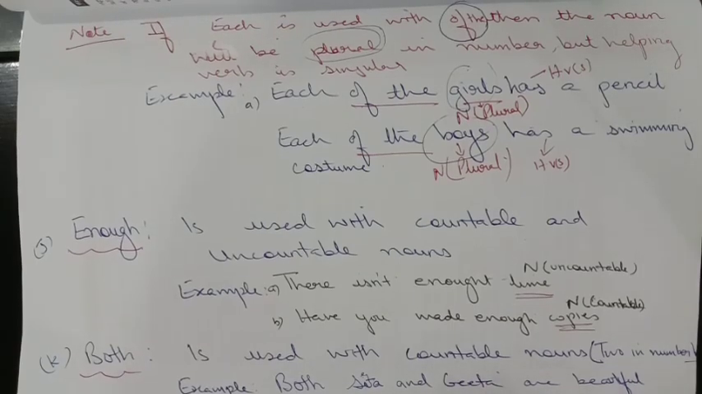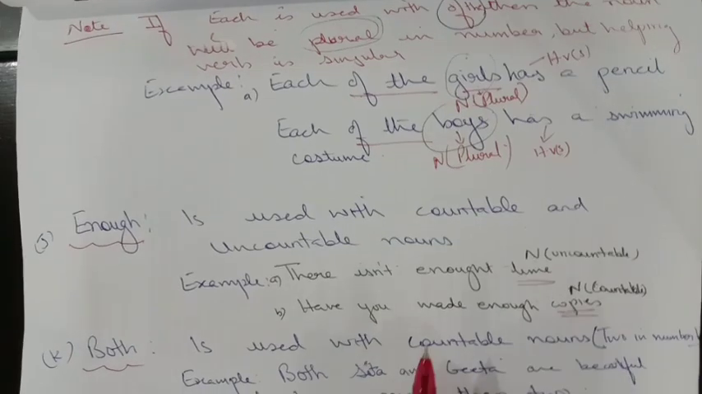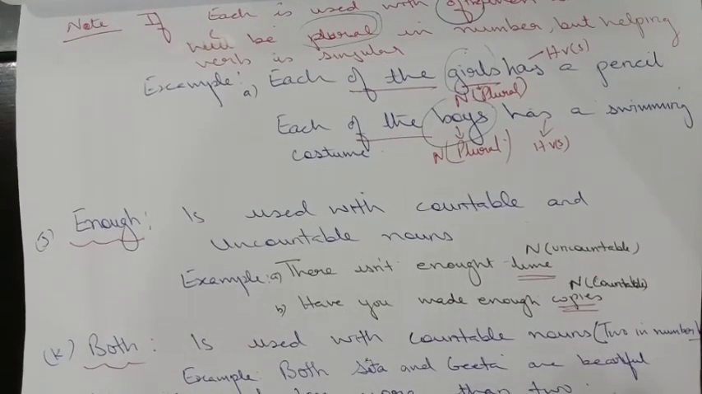Both is used with countable nouns, two in number. Example, see here: both Sita and Geeta are beautiful. So, you are using both with countable nouns. All is used for more than two. When it is more than two, you can use all. We all know. They all left. And both is used with two in number. When it is two in number, you use both. But if it is more than two, you use all. But enough is used with countable as well as uncountable. Is the concept clear?